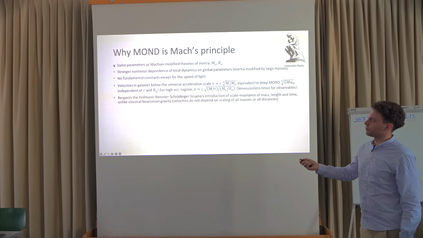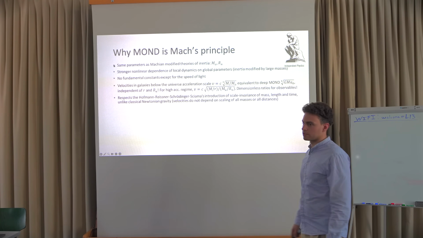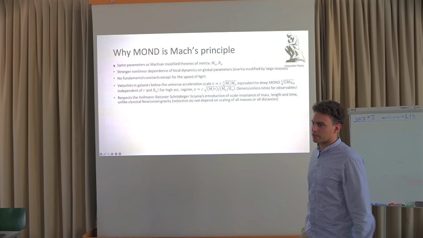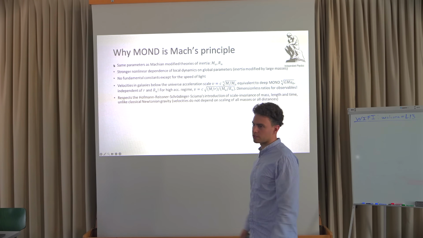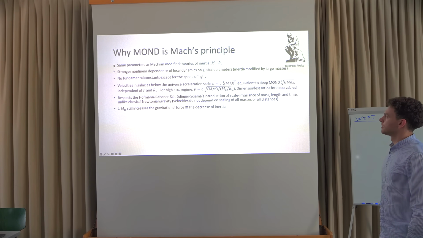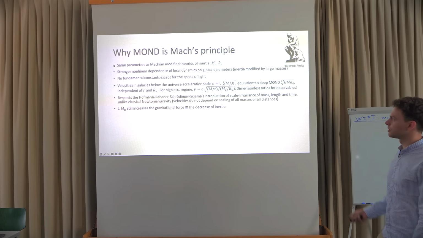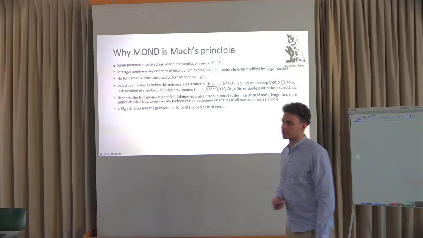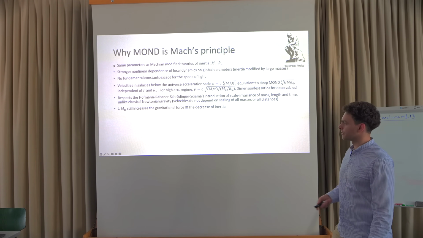This is already a feature of Sciama's theories. It respects scale invariance because the interpolating function is again a ratio between field intensities, so you get the same effect. You respect that scale invariance. When you use the equation for the gravitational constant and reduce the mass of the universe, you still increase the gravitational force or decrease inertia. You respect this effect from Mach.